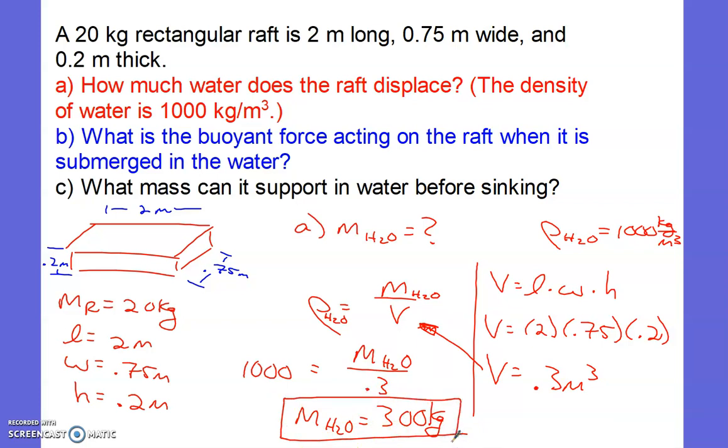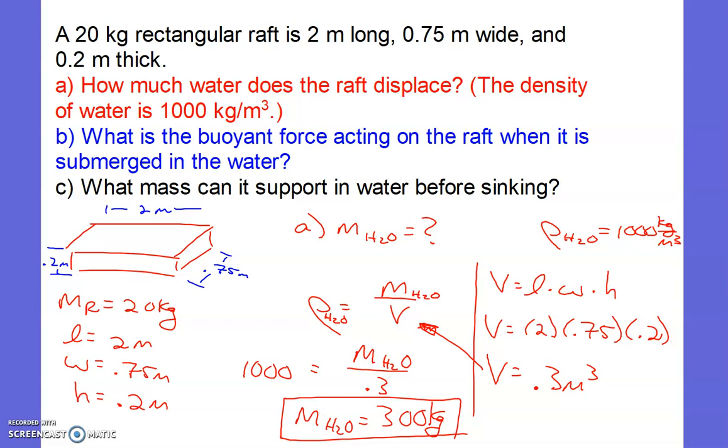Now that's part A. And in part B, we're asked to find the buoyant force acting on the raft when it is completely submerged in the water. Our formula for the buoyant force is that it is the mass of the fluid displaced times the gravitational field constant, which is 9.81 newtons per kilogram. So it is a lot like the gravitational force, only in this case the mass is the fluid that is being displaced. If we go back to our diagram, it is the mass of this much water.